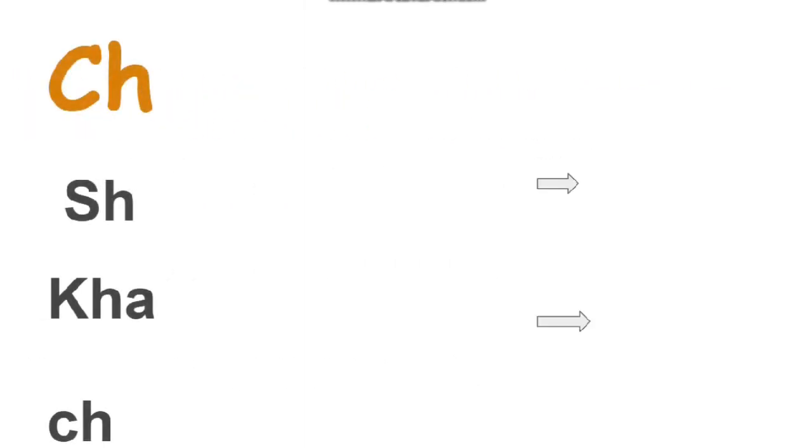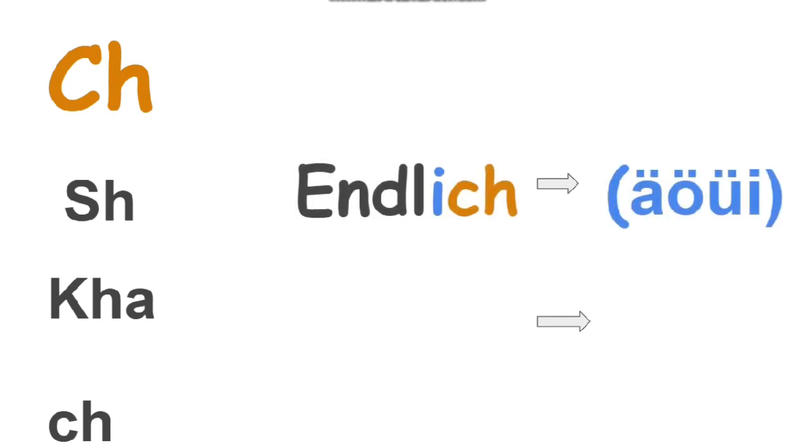Our next combination is CH. CH produces three different sounds in different conditions. The first sound is sh, the second sound is h, the third sound is ch. The first German word with this combination is endlich. If A, U, umlaut or I, any of these letters comes before CH, it will produce the sound of sh. Endlich.